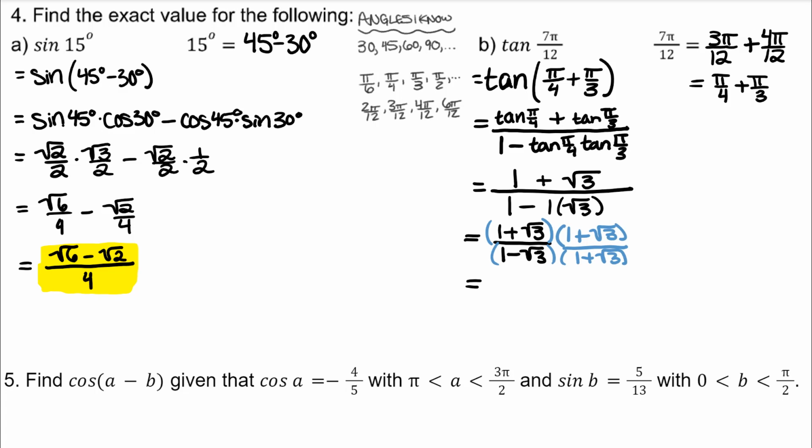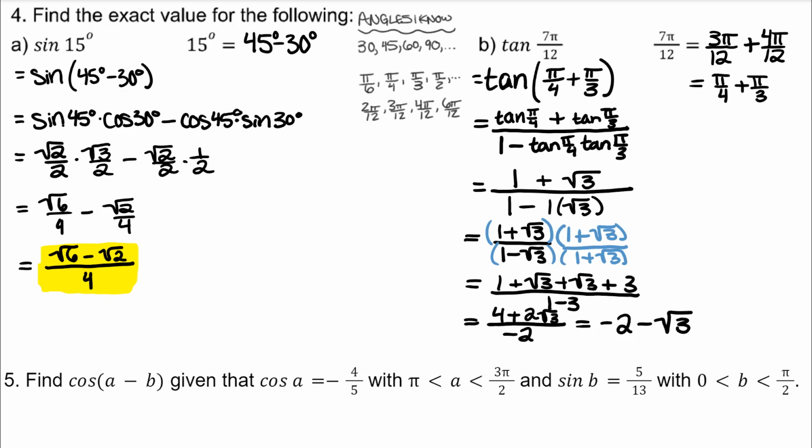Our numerator expands to be 1 plus root 3 plus root 3 plus 3. The denominator is a difference of perfect squares, so 1 squared, that would be 1, minus root 3 squared, that'd be 3, which leaves you with 4 plus 2 root 3 over negative 2. Oh, look, we can divide each of the terms in the numerator by negative 2. So 4 divided by negative 2 is negative 2. 2 root 3 divided by negative 2 is negative root 3. Negative 2 minus root 3 is your answer.